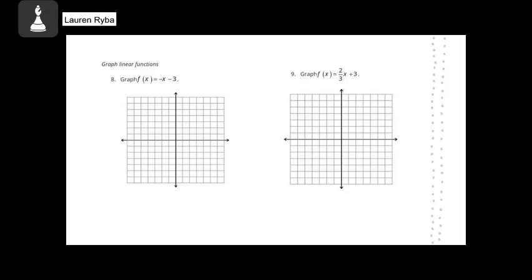Next, we're going to graph some linear functions. The first step is to plot the y-intercept, and then the second one is to move the slope. Remember that slope is always 2 directions. We will move up or down first, and then we will move right. So if it is a positive slope, we move up and then right. If it is a negative slope, we move down and then right.